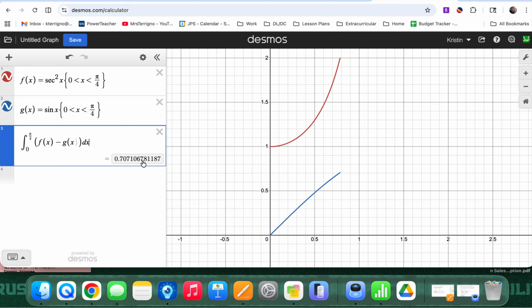Now, you might not recognize that. I recognize it because I use these numbers all the time. That is square root of 2 over 2. Don't believe me? Let's check. Square root 2 divided by 2. And that's what that looks like.